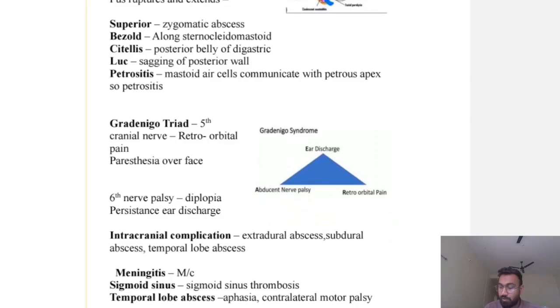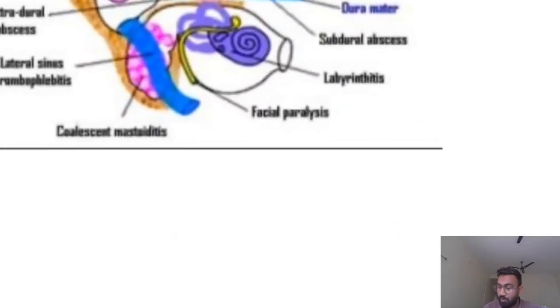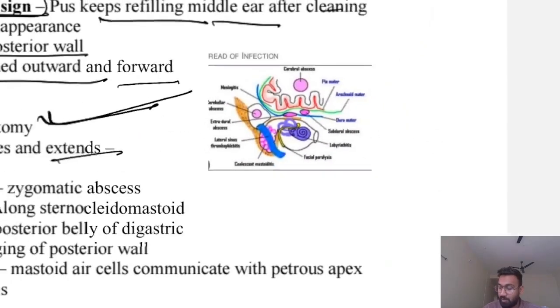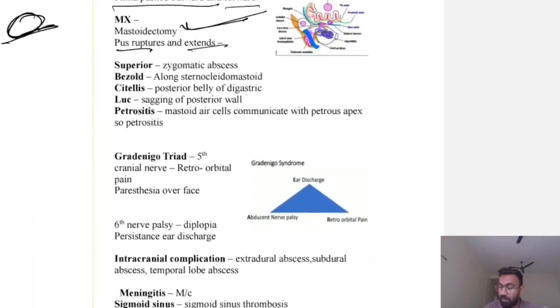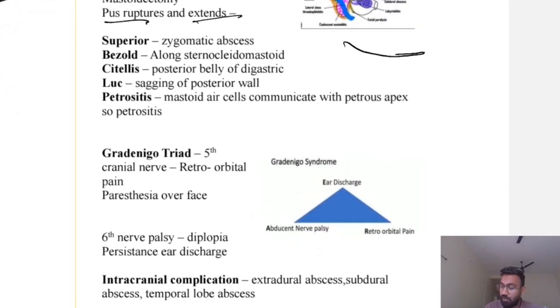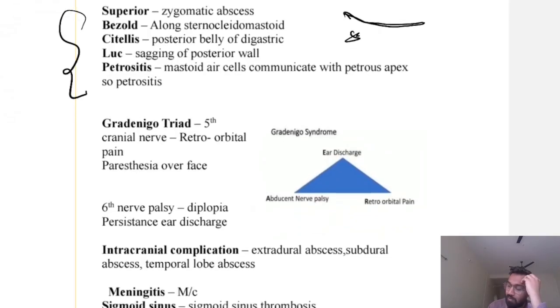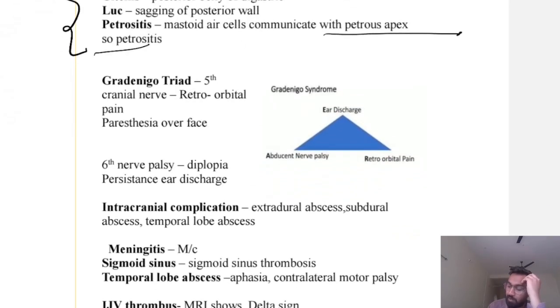In case of mastoiditis, pus can rupture and extend, so it can go anywhere. If it goes superior, that is zygomatic abscess. If along the sternocleidomastoid, that is Bezold abscess. Along the posterior belly of digastric, that is Citelli abscess. So these are the different types of abscess. Okay, if it connects to the petrous apex, that is petrositis.